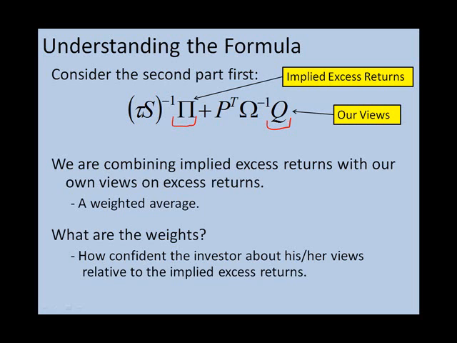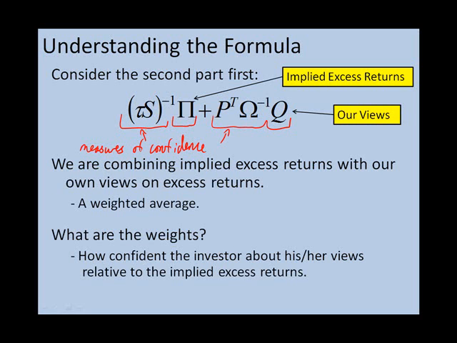So the weights that we're looking at here, the inverse of tau S and P transpose times omega inverse, these are measures of confidence. The more confident we are about our views relative to the implied excess returns, the more weight we will place on our views. That makes sense. That's what you would hope would happen.